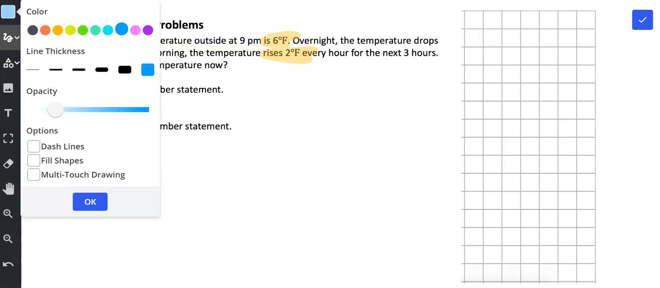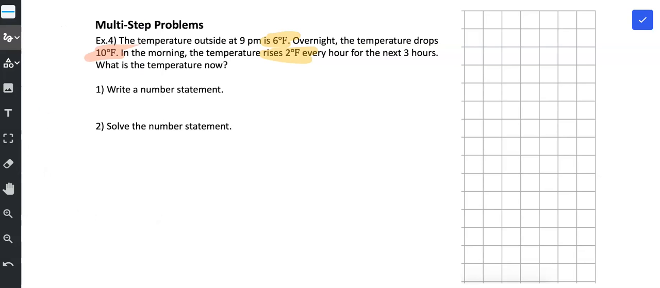So I'm going to change the color, make it so it's not see-through, and change the thickness. And then I'll start writing my number statement or my number sentence. The temperature outside at 9 p.m. is 6 degrees Fahrenheit, so I'll start with a positive 6. Overnight, the temperature drops 10 degrees Fahrenheit, so I could either write this as we're taking away 10 degrees Fahrenheit, or I could write this as we're taking a positive number and we're adding a negative number because we're decreasing.